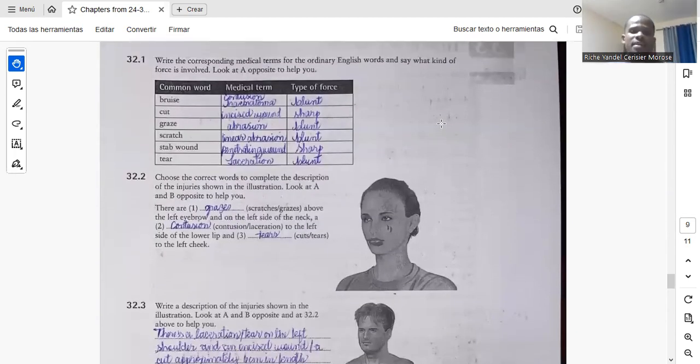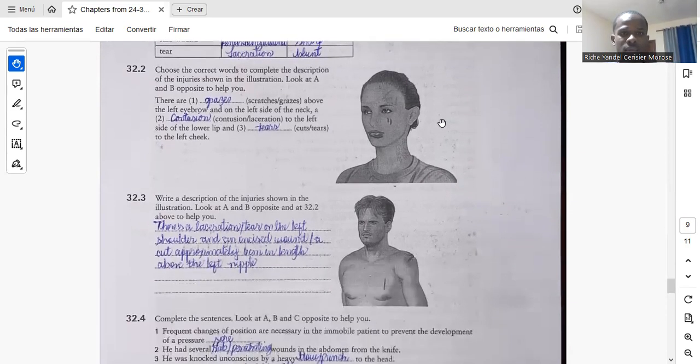Next, write the corresponding medical terms for the ordinary English words. Common word, medical term, type of force. Bruise, contusion, blunt. Cut, incised wound, sharp. Graze, abrasion, blunt. Scratch, abrasion, blunt. Stab, penetrating wound, sharp. Tear, laceration, blunt.